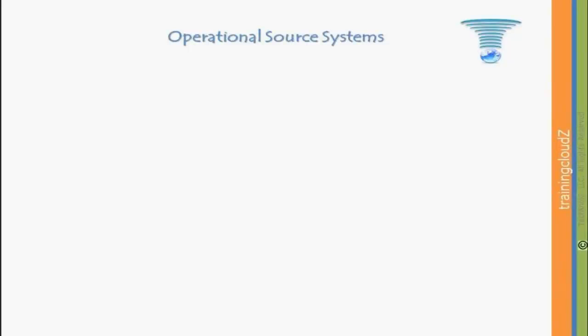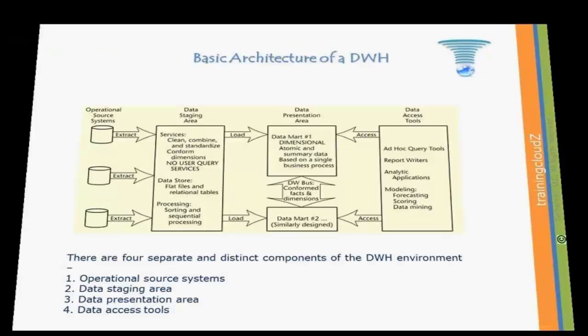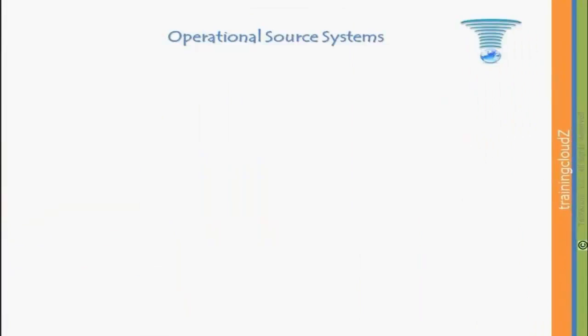And then operational source systems. Let us talk about each of them. What is an operational source system? Because in the data warehouse model, these are the 4 key components. We are talking about each of them. So the operational source systems.